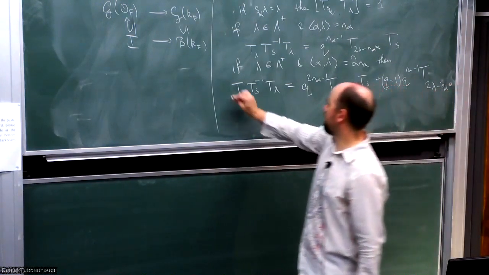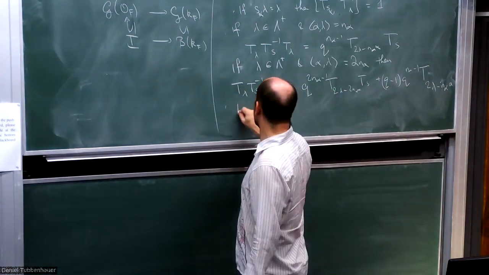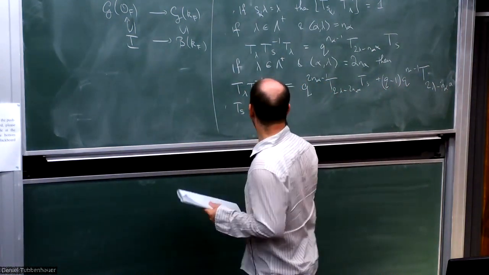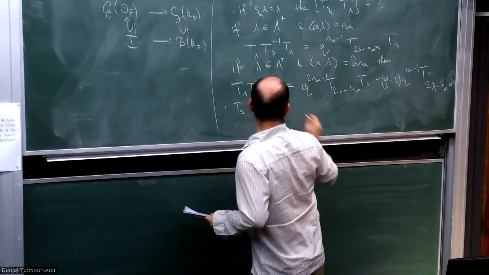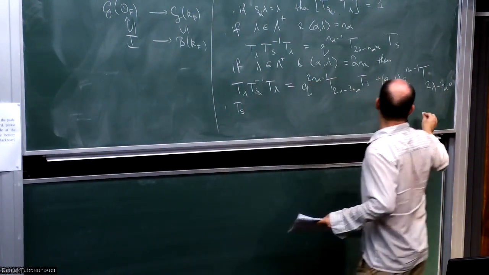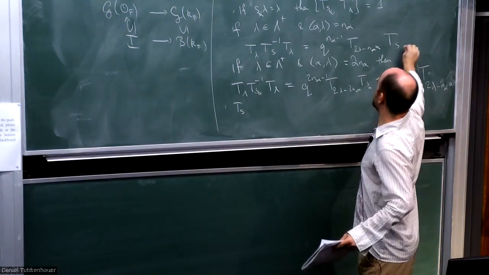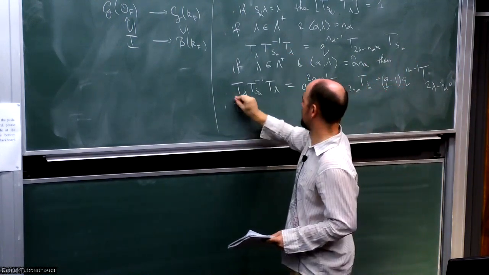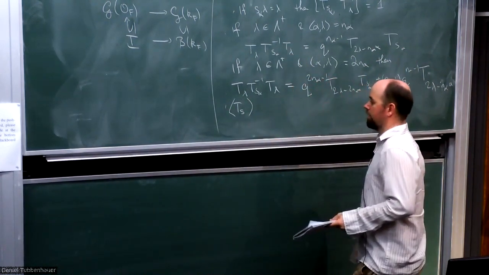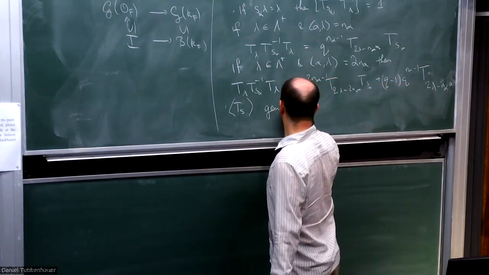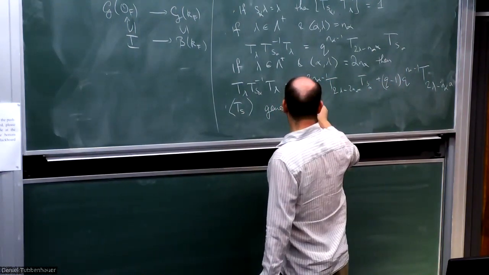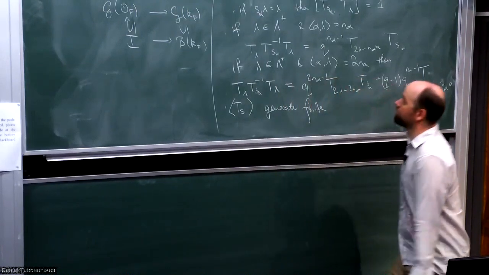And then you have the T_s's, so all these are s_alpha. They generate the finite Hecke algebra.